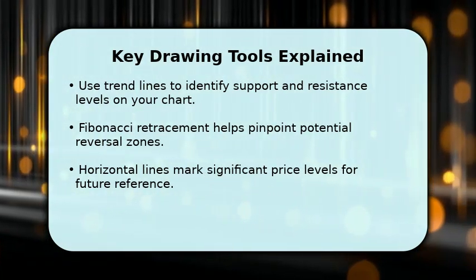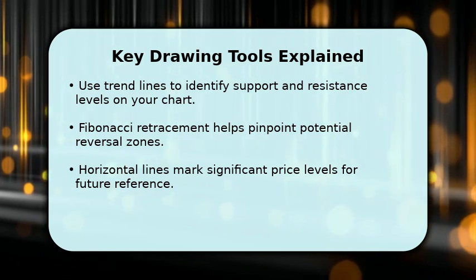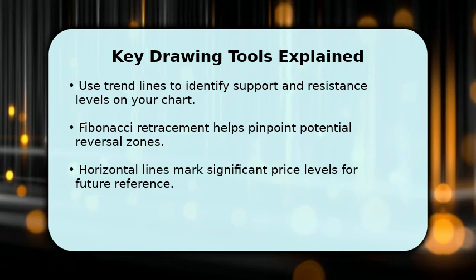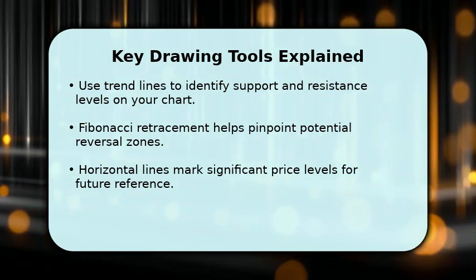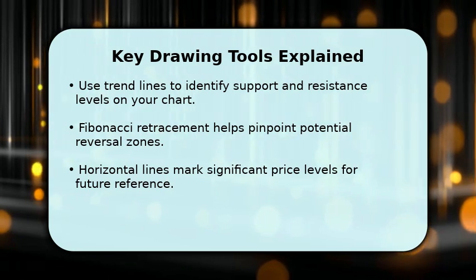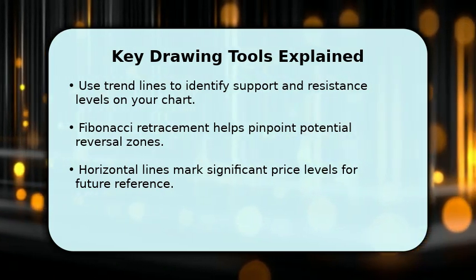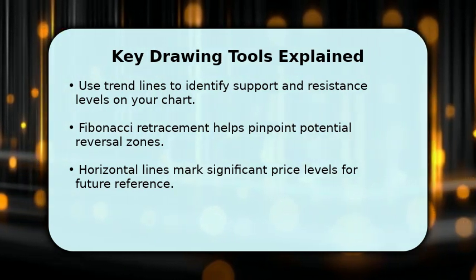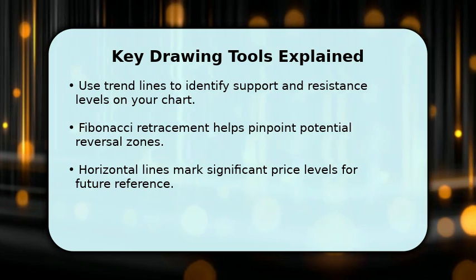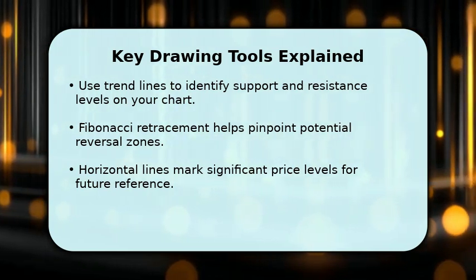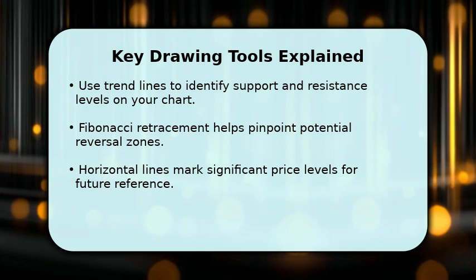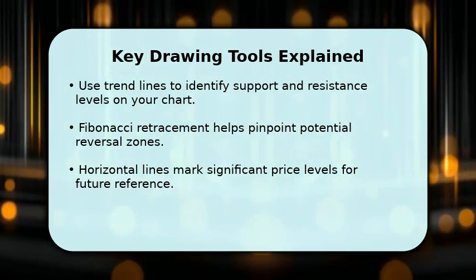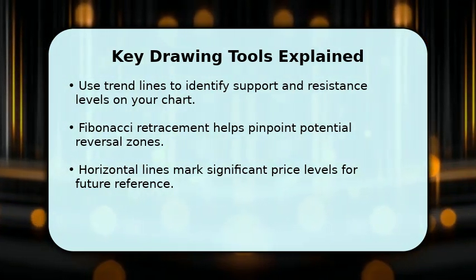Trend lines are fundamental for identifying market direction and key support or resistance areas. Just draw a line connecting two or more price points. Fibonacci retracement is another powerful tool, helping you find potential price reversal levels, often at 23.6%, 38.2%, or 61.8%. Horizontal lines are perfect for marking specific price levels that act as strong support or resistance.